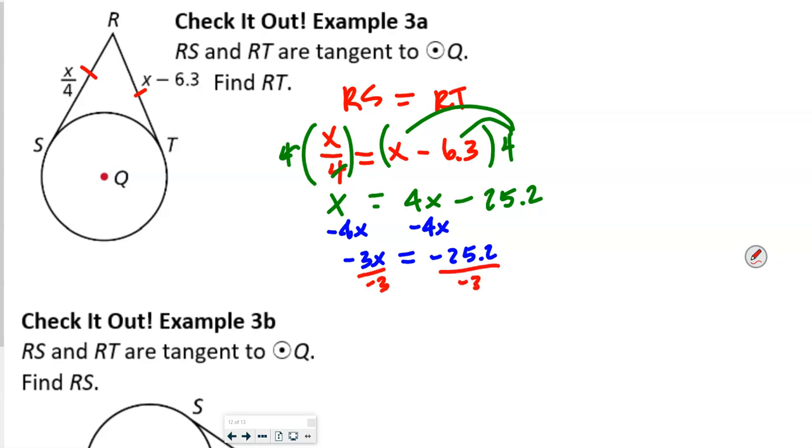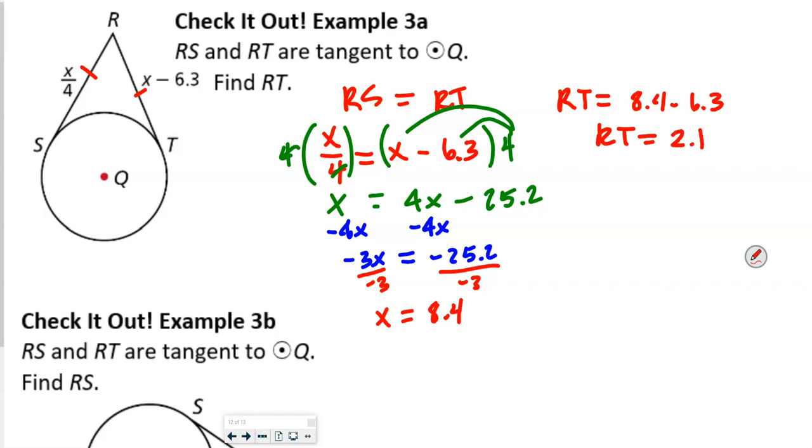Remember, we're always doing opposite operations here to get the values for when we're solving for x, okay? So when we divide negative 25.2 divided by negative 3, a negative divided by a negative is a positive, so this is going to be 8.4, okay? So that's our value for x. Again, didn't ask us for that. They asked us to solve for RT. So RT, we're going to plug now that 8.4 in there. So that's going to be 8.4 minus 6.3. And so RT is going to be equal to, what is that, 2.1?